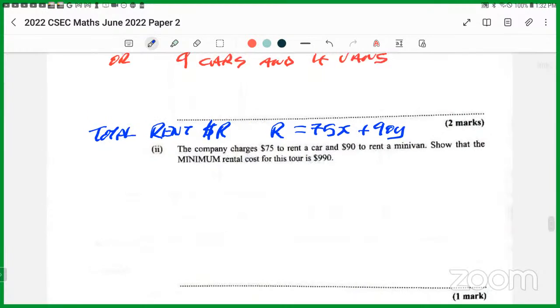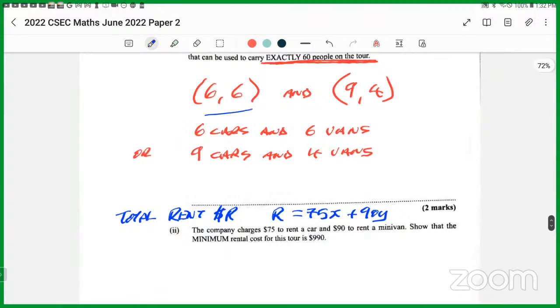So you want to see which of these now, these two combinations. These are the two combinations that you can go on the tour with exactly 60 people, this particular tour of 60 persons. So you're going to test which one of these 2 points is going to give you the minimum.